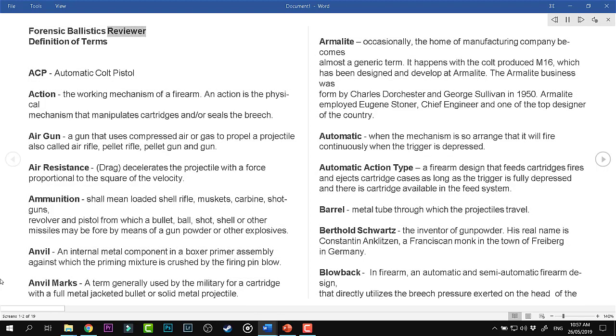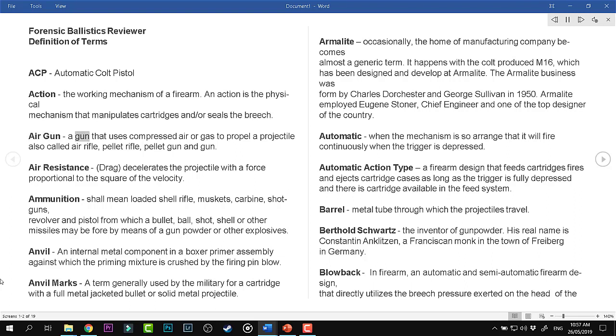Forensic Ballistics Reviewer. Definition of terms. ACP, Automatic Colt Pistol. Action, the working mechanism of a firearm. An action is the physical mechanism that manipulates cartridges and/or seals the breech.